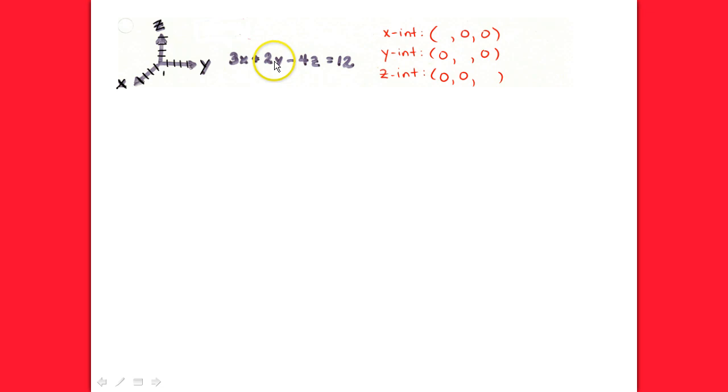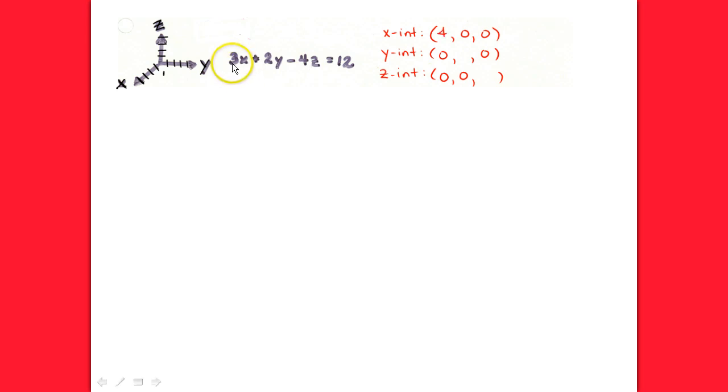If I put 0 in for y, 2 times 0 would be 0, so that whole piece goes away, right? If I put 0 in for z, negative 4 times 0 is 0, so that whole piece goes away. So literally it's like you can put one finger over the 2y and one finger over the negative 4z, because when you put zeros in for those variables, that whole piece of the equation goes away. And all you're left with is 3x = 12. So what's x? 4.